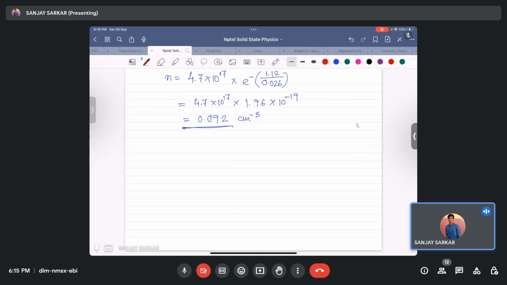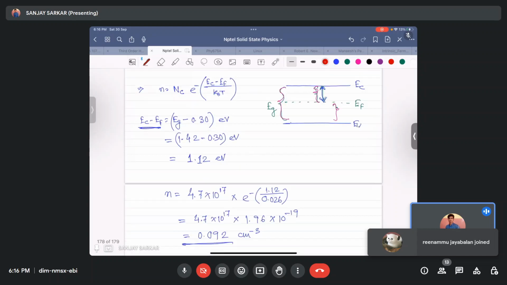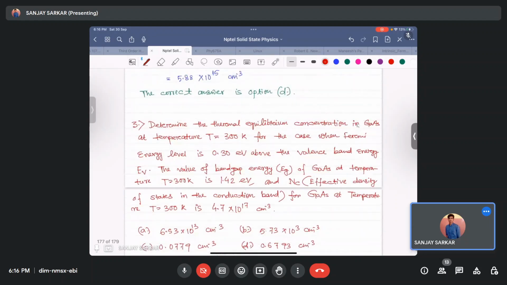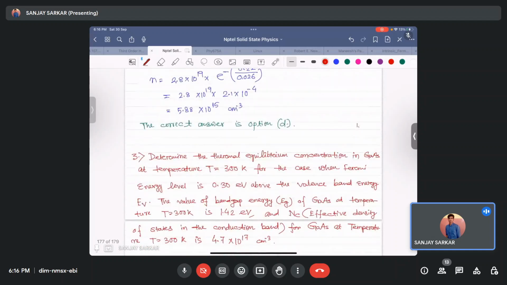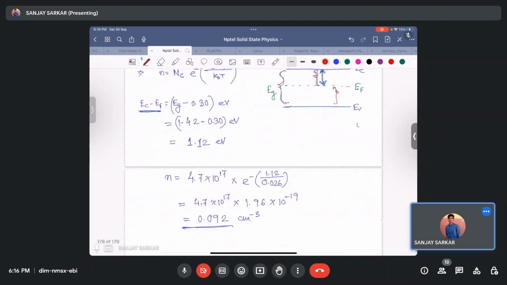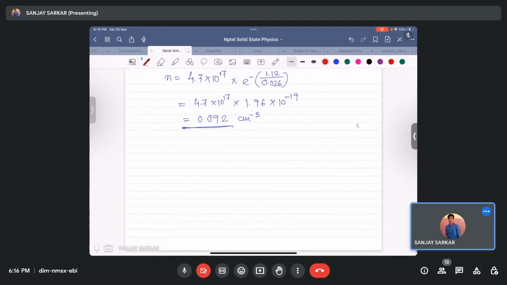So this is the problem we were solving. Then we have a problem similar to this one, question number 4. Let's solve question number 5.